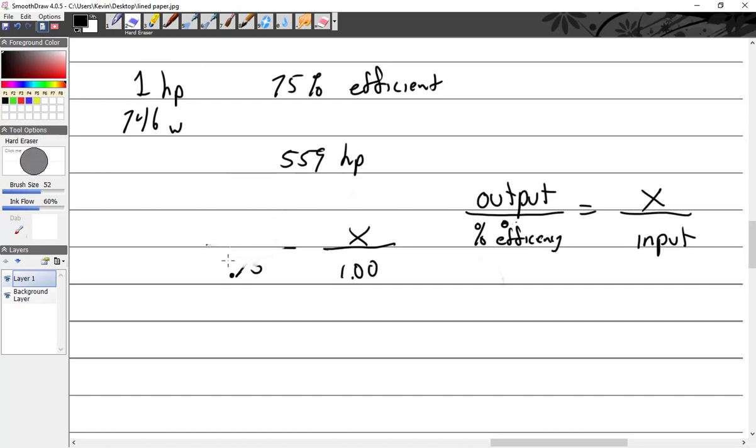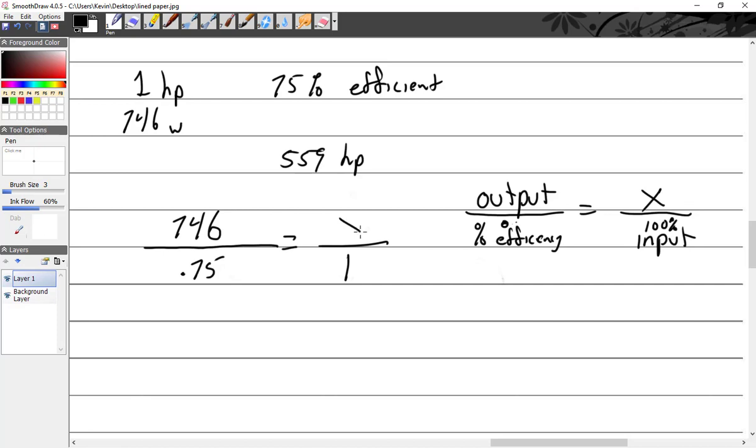So I'm just going to erase this and write exactly what I just said. I have my output. What did I say the output is? The data plate on the motor says the output is 746. And the data plate tells me how efficient it is: 75%. I'll put 0.75. And I want to know what's 100%, what's my input. My input is always 100%. So how much is going in?